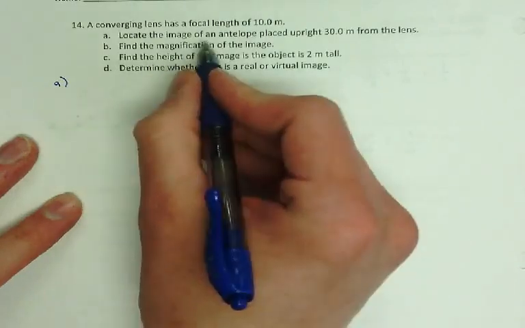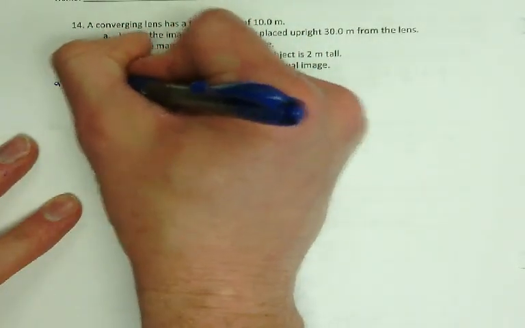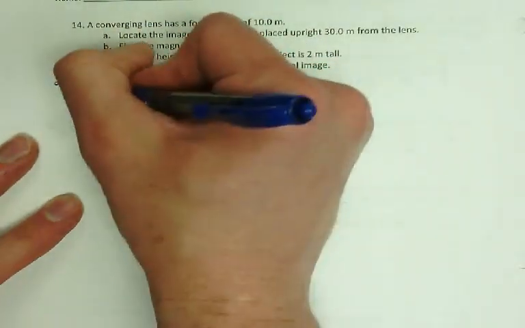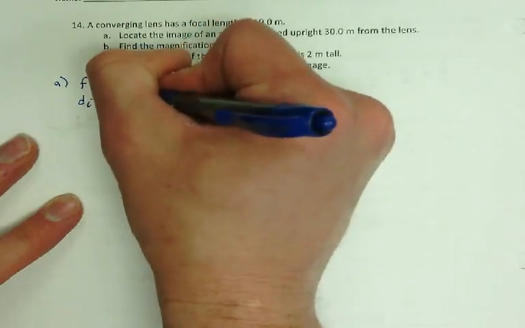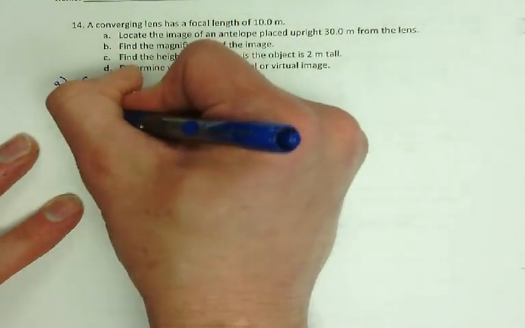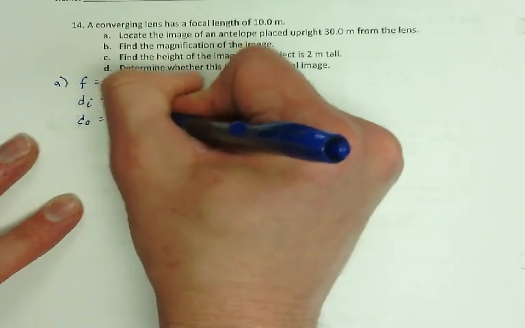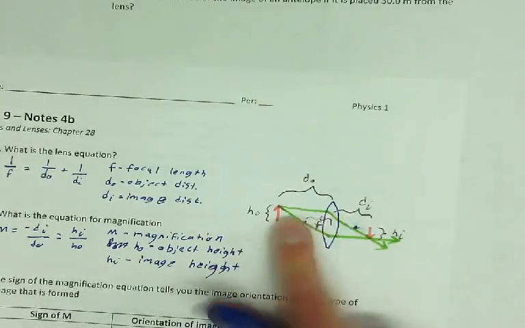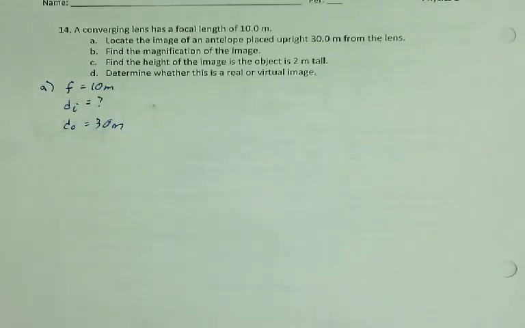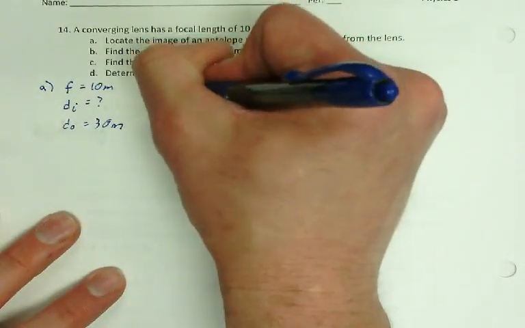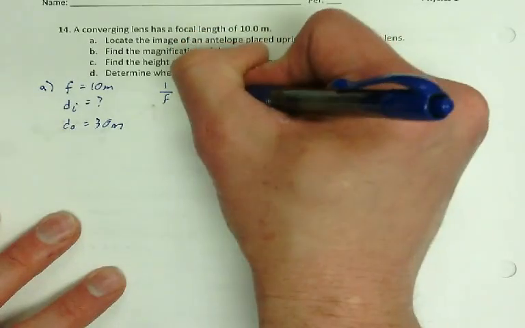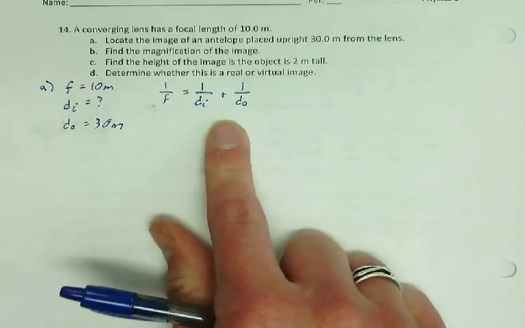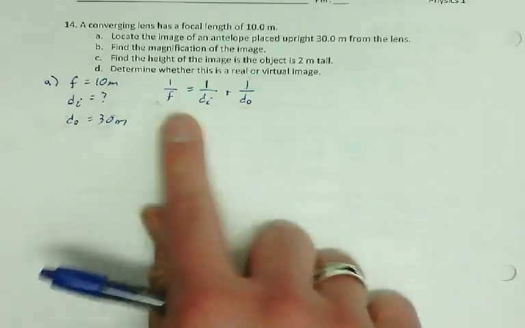So converging lens has a focal length of 10. So F is 10. Image of an antelope, so we're looking for DI. 30 meters away from the lens, so that's DO. So we're looking for where does it show up if we put it 30 meters away. Okay. The equation is 1 over F equals 1 over DI plus 1 over DO. I think I wrote it DO plus DI. It doesn't matter. The order you add them in doesn't matter.